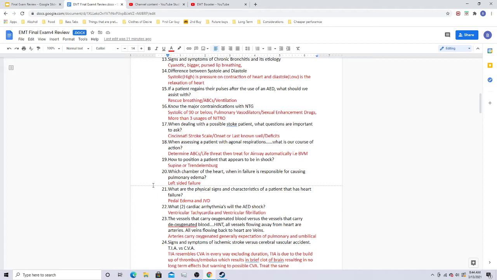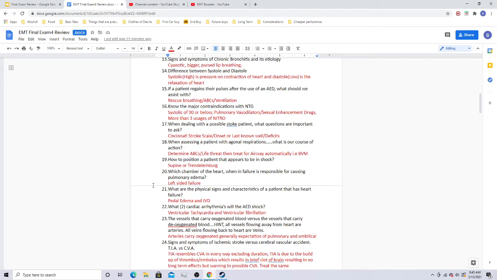Which chamber of the heart, when in failure, is responsible for causing pulmonary edema? That will be your left-sided failure. The best way to remember this is the left side is the biggest part of the heart, and that normally will go first when it comes to cardiac failure, because basically that's the big portion that pumps everything through. If you don't have that, then you're not going to have anything else.